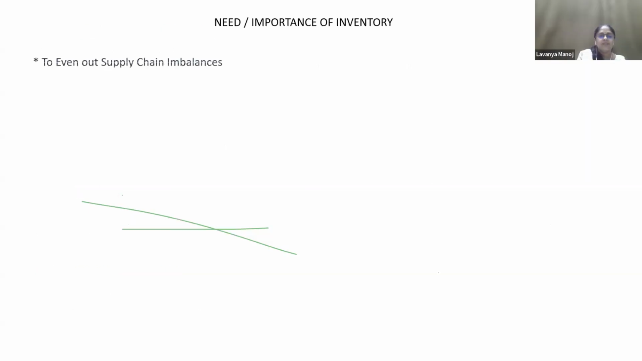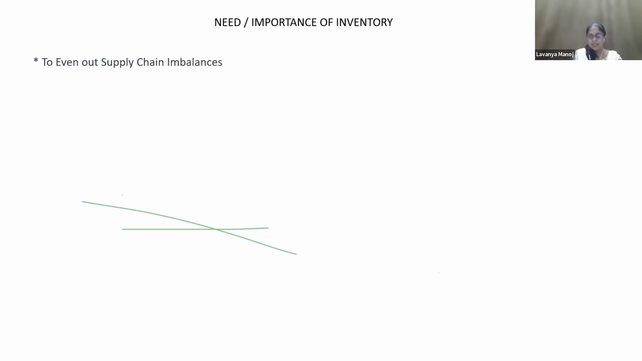Yes, good example. Okay. So why do we need the inventory? That is, why do we need to store any inventory, raw material or semi-finished or finished? Why do we need to store? So to even out the supply chain imbalances.